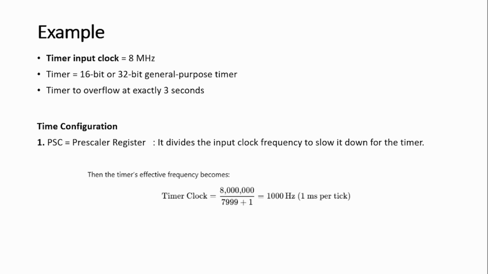Now if your clock frequency is 8 megahertz and your task is to overflow the timer at exactly 3 seconds, then you have to configure some values, right? So you understand the task, right? Your input frequency is given. Now you have to generate some delay.